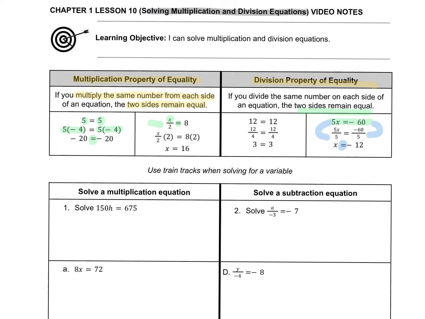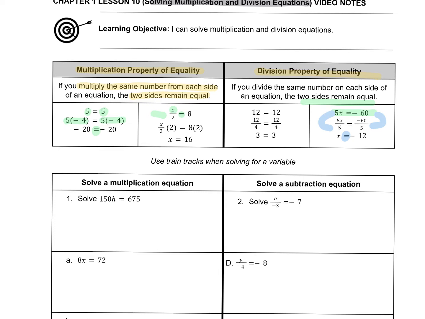So, on we go. We are going to be good about using those train tracks when we're solving for the variable because it reminds us that the goal is that we're keeping everything equal using those properties. Another thing you're going to want to do is make sure you are remembering your integer rules when multiplying and dividing. So, here we go for multiplication equations.